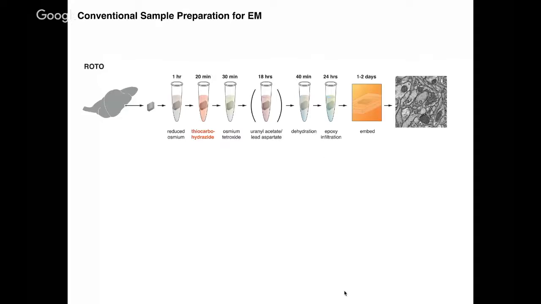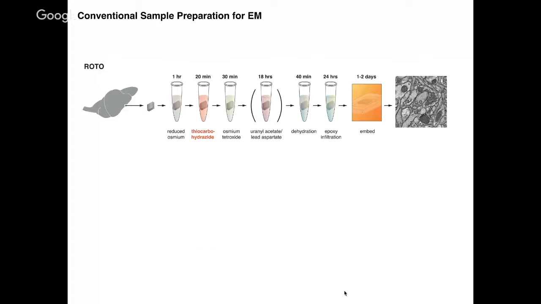What all of these studies had in common was that they were using conventional sample preparation for their electron microscopy. This type of sample preparation always uses a reduced osmium stain. The idea is that you have a mouse brain, you extract a small area of the brain, and you put it into reduced osmium solution. And then there were some variations on what you did afterwards.